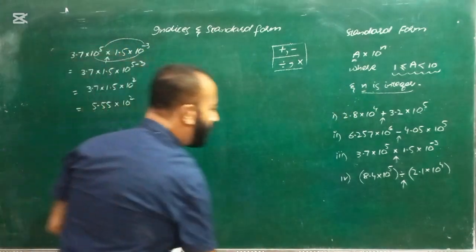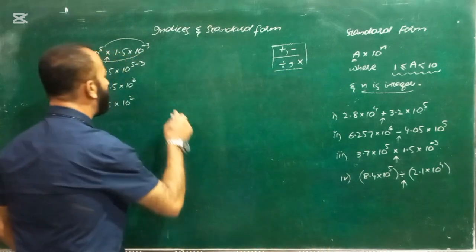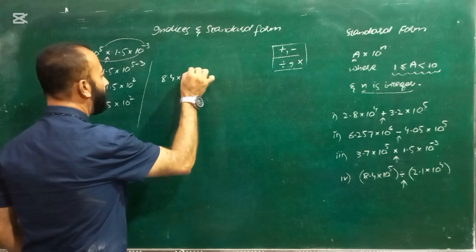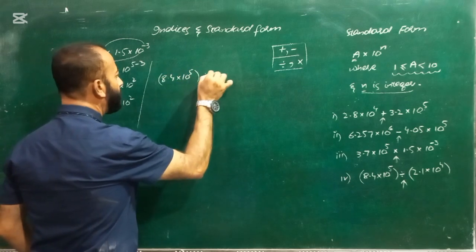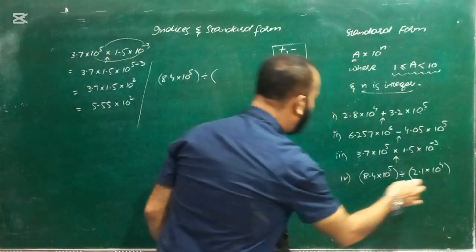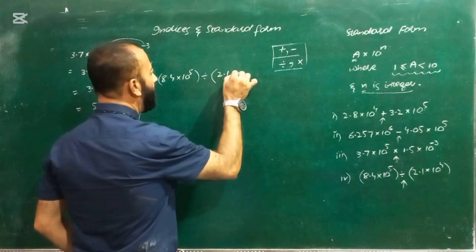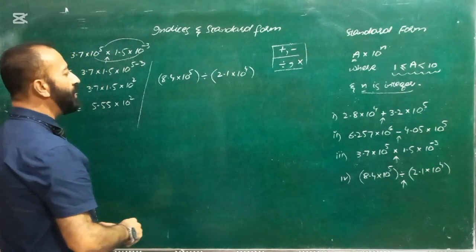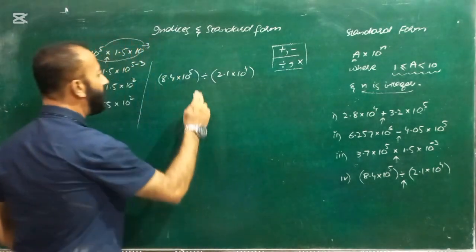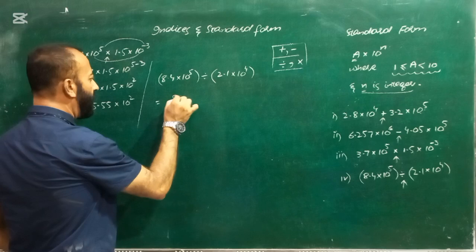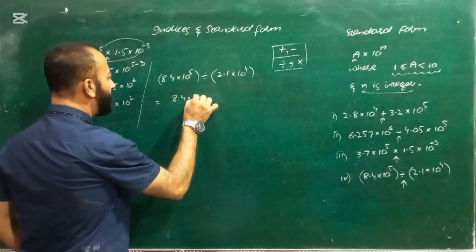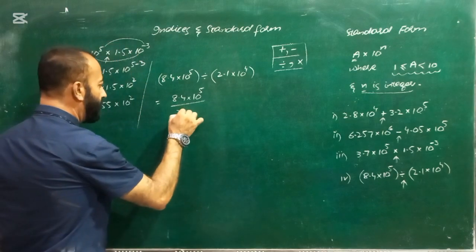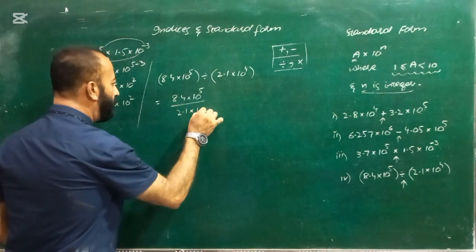Okay, the second question is 8.4 into 10 raised to power 5 divided by 2.1 into 10 raised to power 4. So this is the question. Almost the same steps will be followed for multiplication and division. So look now, division. So we will write this value as it is. And because of division, this value will come in the denominator. So 2.1 multiplied by 10 raised to power 4.